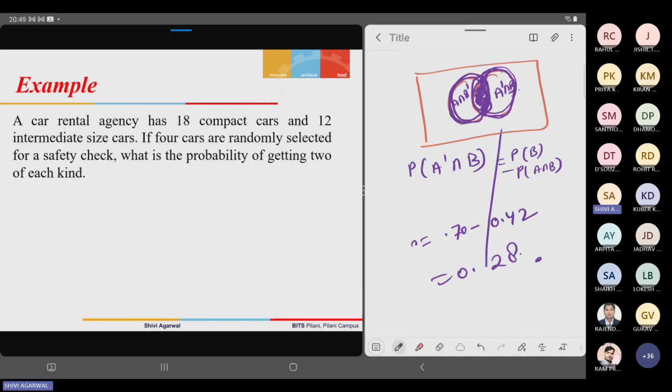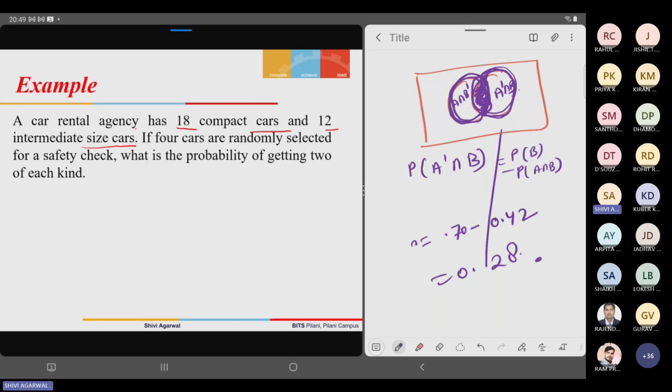Now, one another example: a car rental agency has 18 compact cars and 12 intermediate size cars. So there are two types of cars. Actually, in mathematics we have to use the symbols, so you have to remember these important symbols specifically: the complement, union, intersection, set, subset. Definitely you have to remember these notations.